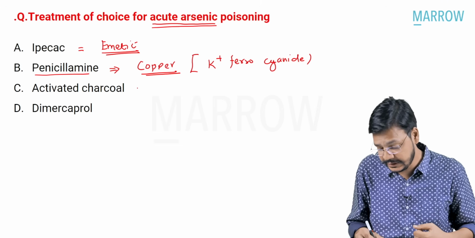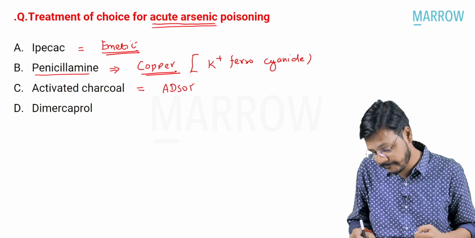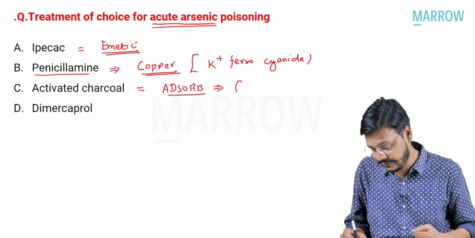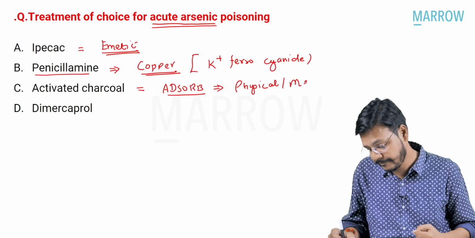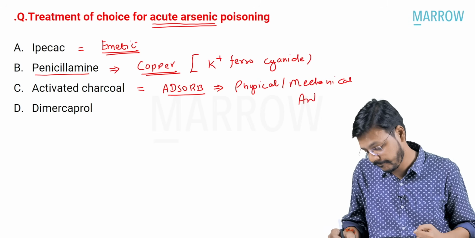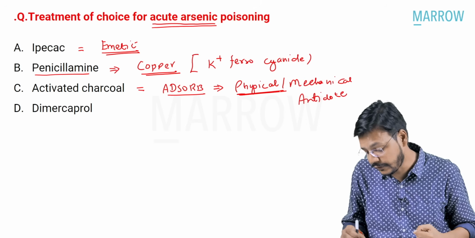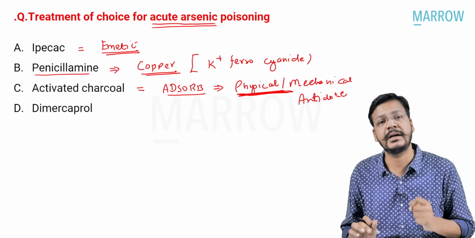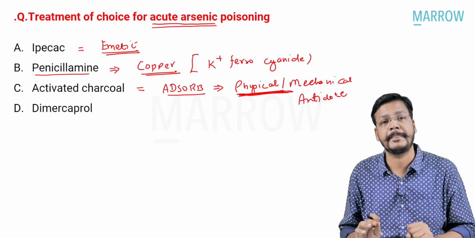Activated charcoal, everyone knows, is a black powder and it absorbs the poison. So activated charcoal is an example of a physical or mechanical antidote. The word I'm highlighting is physical, not physiological. Physiological means opposite in function. It's a physical or mechanical antidote. It absorbs the poison on the surface.